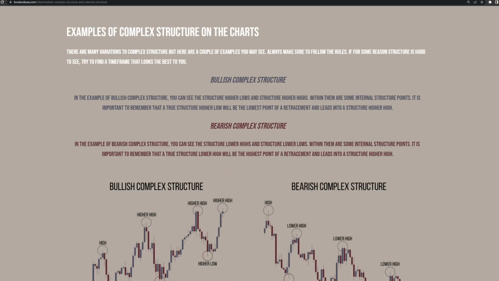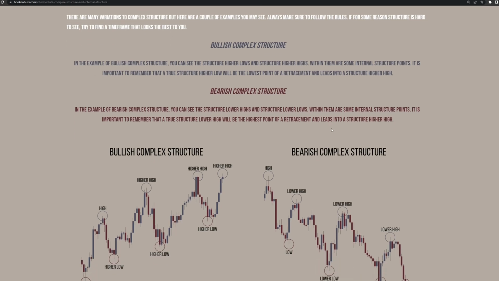Bullish complex structure. An example of bullish complex structure, you can see the structure higher lows and structure higher highs. Within them are some internal structure points. It is important to remember that a true structure higher low will be the lowest point of a retracement and leads into a structure higher high.